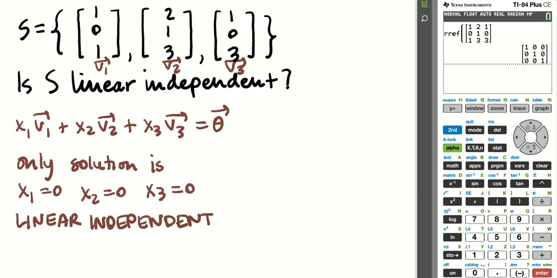Also, if I was to ask you about the span of these three things, and I'd already found that it was independent, I'm going to just say that the span of S is equal to all of R3. Okay. I'll let you think about why that's true.